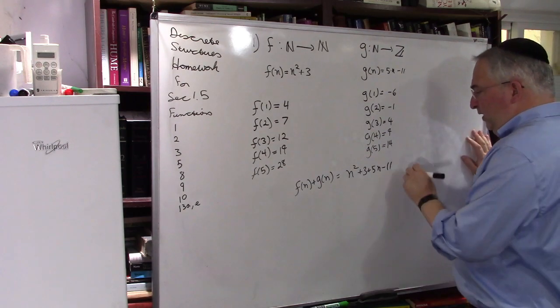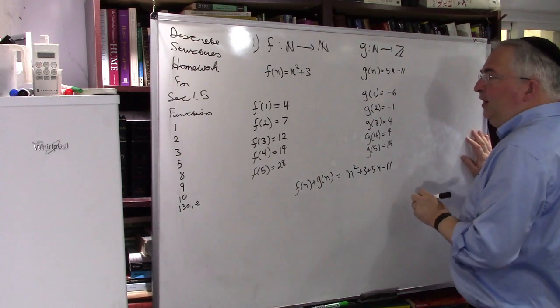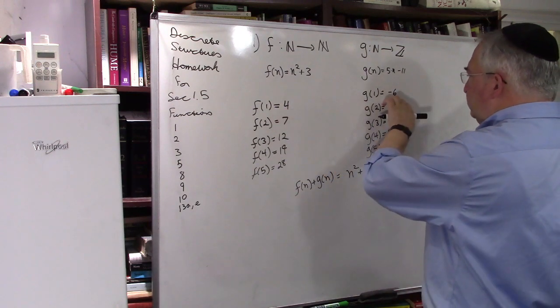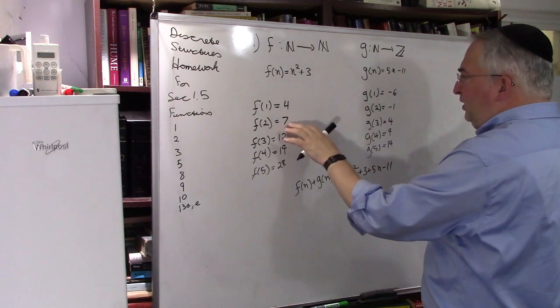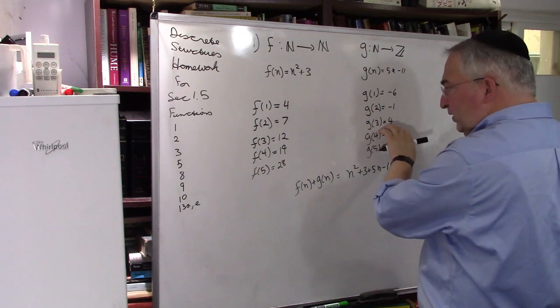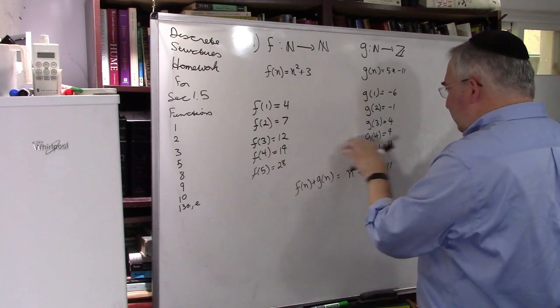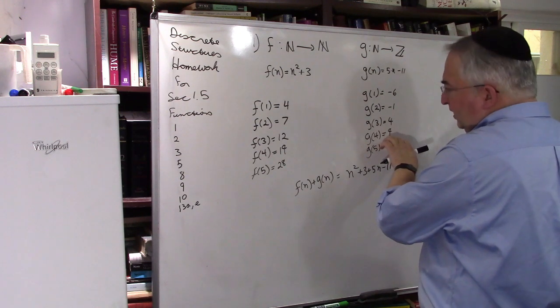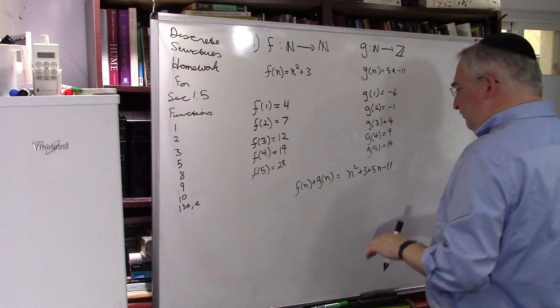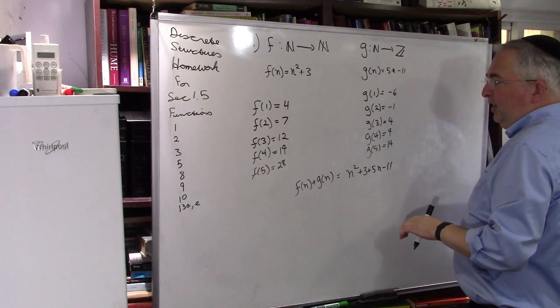Okay, well, by the way, let's just go through this. 4 plus minus 6 is minus 2. 7 plus minus 1 is 6. 12 plus 4 is 16, that's even. 19 plus 9 is 28, that's even. So far so good, sounds good.